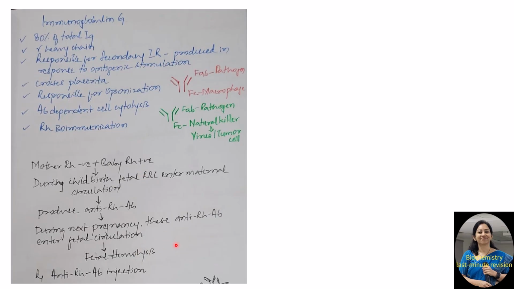This can be easily prevented by administration of anti-Rh antibody injection to the mother immediately after delivery or within 48 hours after delivery. So this injection is given in order to protect the subsequent child from developing massive fetal hemolysis. So this was about immunoglobulin G.